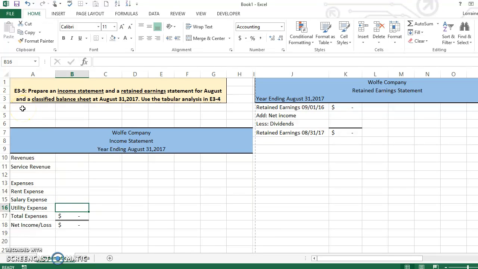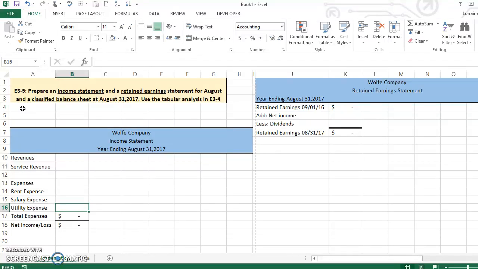I took my exercise from the book. I believe that's where I'm supposed to get it, and I was assigned exercise 3-5. The instructions are to prepare an income statement and a retained earnings statement for August, and also prepare a classified balance sheet at August 31st, 2017.